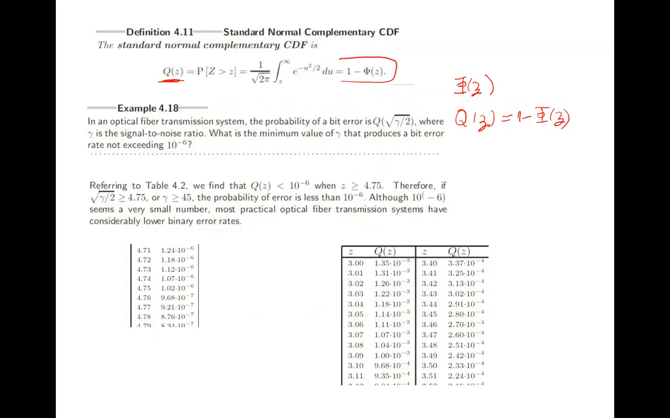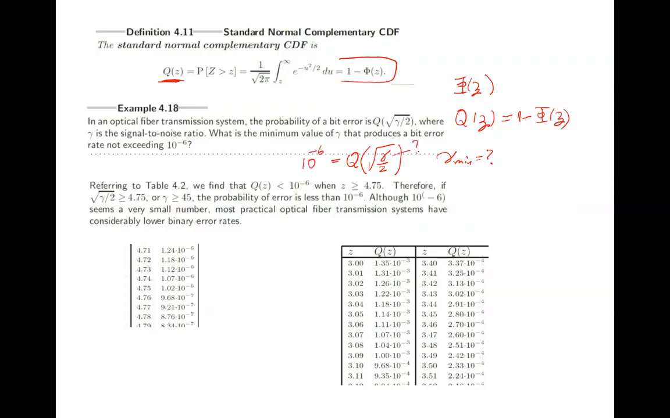Here is an example. We have an optical fiber transmission system. The probability of a bit error is given in terms of this Q function, which is Q of square root of gamma over 2, where gamma is the signal to noise ratio. What is the minimum value of gamma, so gamma minimum, to produce a bit error rate not exceeding 10 to the minus 6? So this is equal to 10 to the minus 6.